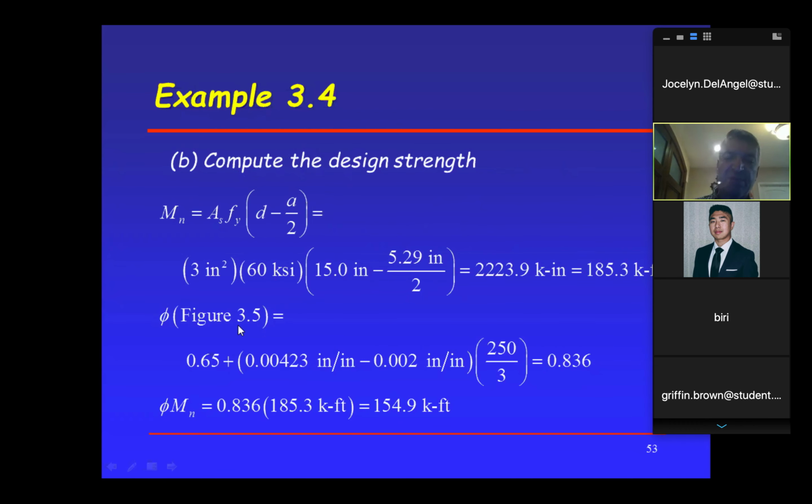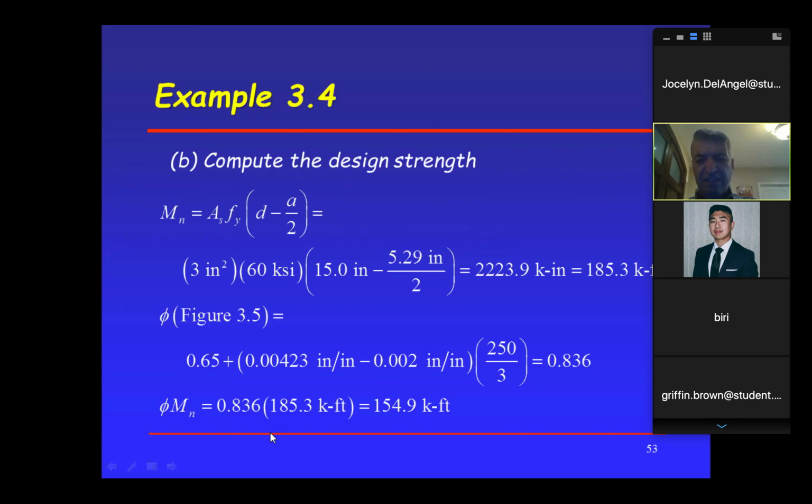Phi from figure 3.5, the one I just showed you. There's the equation, remember, 0.65, there's the 250 over 3. The other equation for spiral, this was 0.75, this was 150. So look at our phi, it comes out to be 0.836. And if you do it graphically, it's going to be that number or very close to it. So then phi Mn, this Mn is 185, multiplied by 0.836 is equal to that.